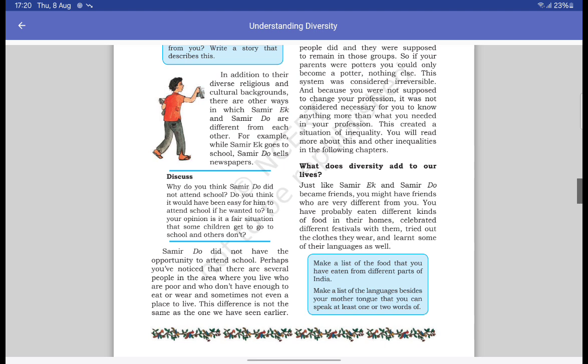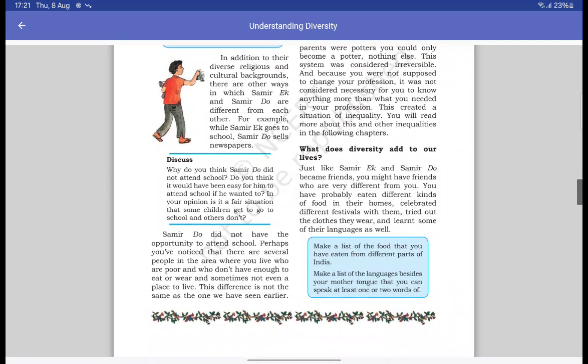So there would be no all-round development for him. There would be development in a particular manner. He would become more like a machine rather than a human being. And this is what was happening to us. This was why this system was so evil. And this is why there was so much inequality. This created a situation of inequality.